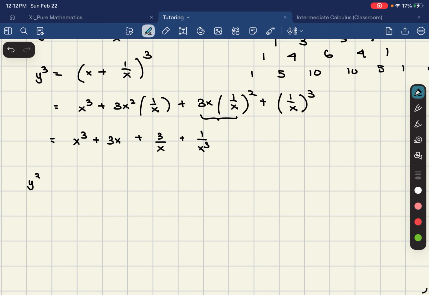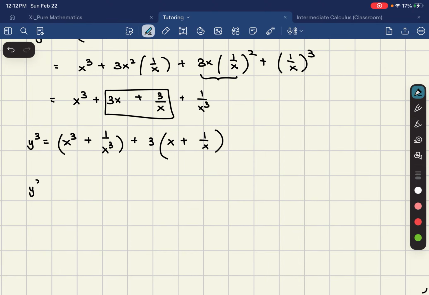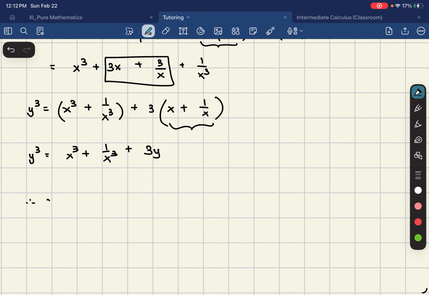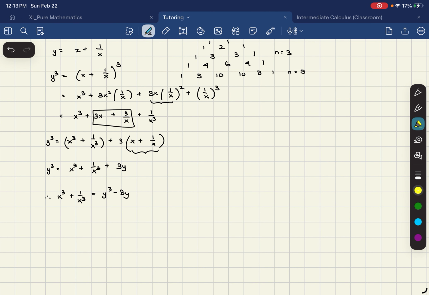So we know that y cubed is equal to x cubed plus 1 over x cubed, this is what we wanted, and we have 3 common here. So we'll factor out a 3. We have 3 times (x plus 1 over x). And we have finally y cubed is equal to x cubed plus 1 over x cubed plus 3, and remember, this was our y. So finally, we can conclude that x cubed plus 1 over x cubed is equal to y cubed minus 3y. So this is what they want us to write. So the desired expression in terms of y is y cubed minus 3y.